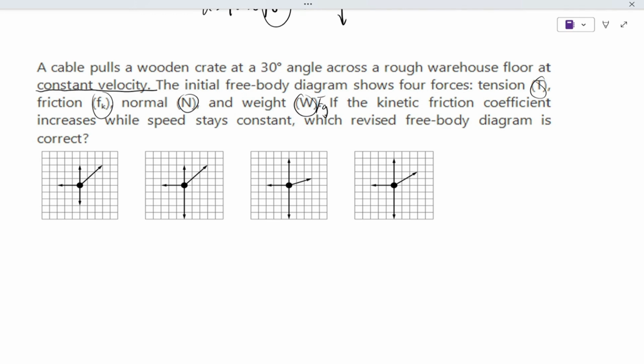The most important thing in this question is the wooden crate is moving at a constant velocity, which means it is at equilibrium. I think I spelled it wrong, but I think it's correct. What does equilibrium mean? Which means the net force in all directions must be zero.